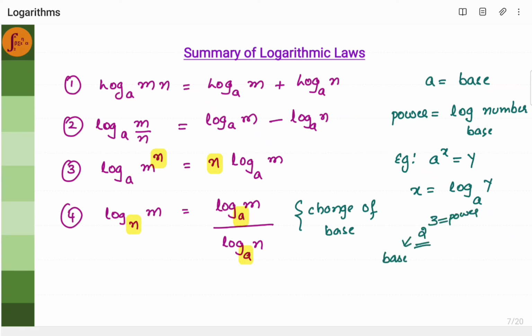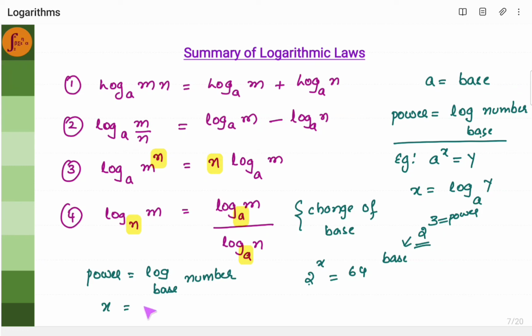Also, we will have to remember how to convert to logarithmic form given an exponential form. So we'll remember this particular technique. Power is equal to log to the base of that number. Let's take an example: 2 to the power x is equal to 64. Now, x is the power, right? So x is equal to log, what is the base? If this is the power, then this is the base. So log to the base 2, and this is the number. So this is how we write in logarithmic form given exponential form.